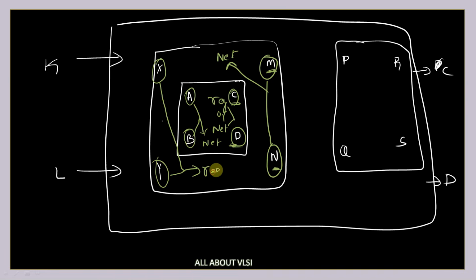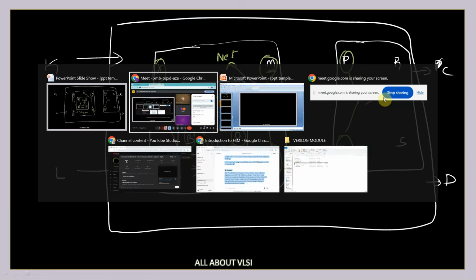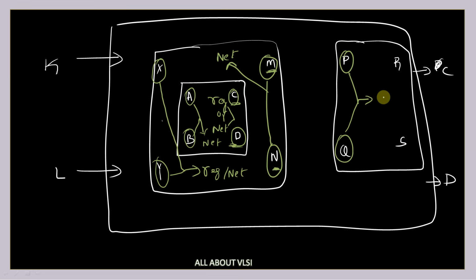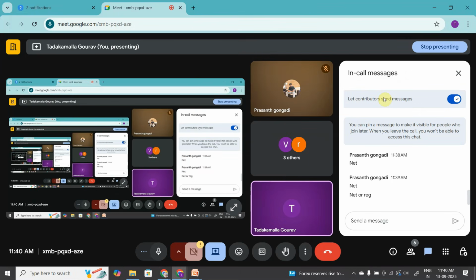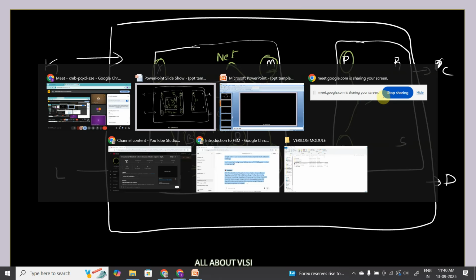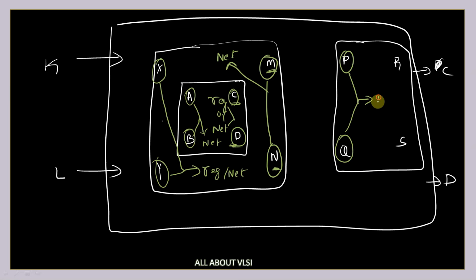Exactly. Reg or net. Now, coming to this P and Q. What should be the data type of P and Q? No, this P and Q can be only net because... okay. Now, what should be the data type of R and S?